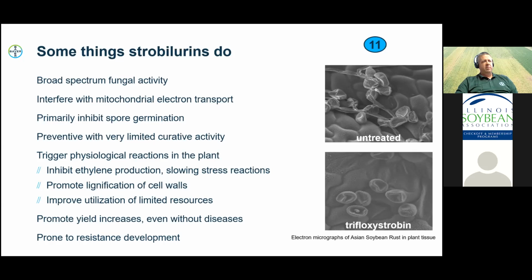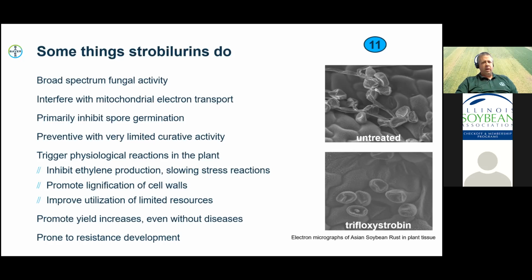So the strobilurins have broad spectrum fungal activity. As I mentioned, they inhibit spore germination, and these are basically preventative. So we don't have a lot of curative activity. Once that fungus has started to develop, we're not going to see much help from the strobilurins. So they do a couple of things inside the plant, and I'm not going to get into a lot of physiology here, but it's important to remember that the activity of fungicides is not only based on the control of fungus. They also provide physiological benefits to the plant.